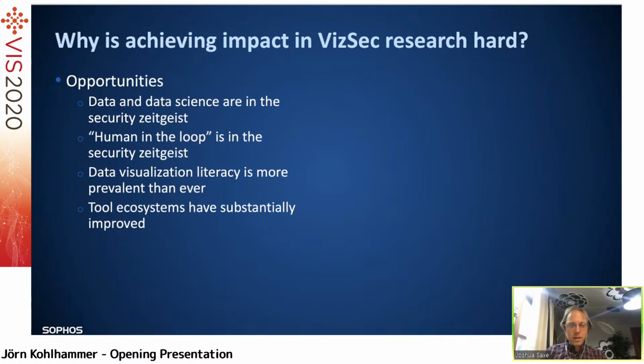The human in the loop, I think more and more, especially in the last few years, is in the security zeitgeist. There's more and more attention being paid to the fact that not only big organizations that can afford SOCs, but also smaller organizations who subcontract out to services like Sophos, CrowdStrike, and others need humans looking at security data feeds and monitoring their networks. I think that is becoming an accepted idea in our field. Data visualization literacy is more prevalent than ever.